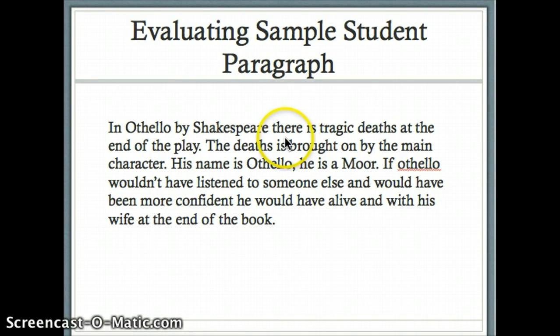And then we have our first sentence. "In Othello by Shakespeare, there is tragic deaths at the end of this play. The deaths is brought on by the main character." So we have two errors here, subject-verb agreement errors. So the student clearly has a problem with agreeing the subject and the verb. So it should be "there are tragic deaths at the end of the play. The deaths are brought on by the main character."